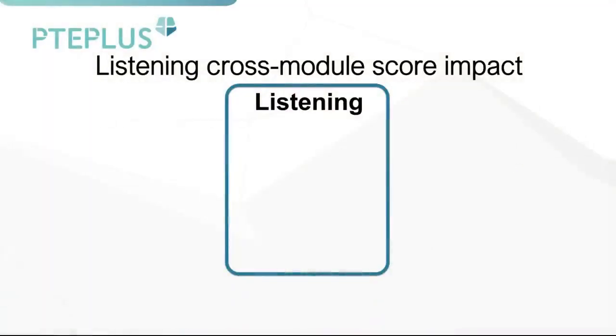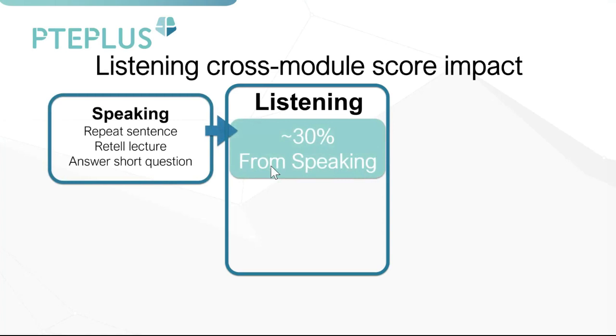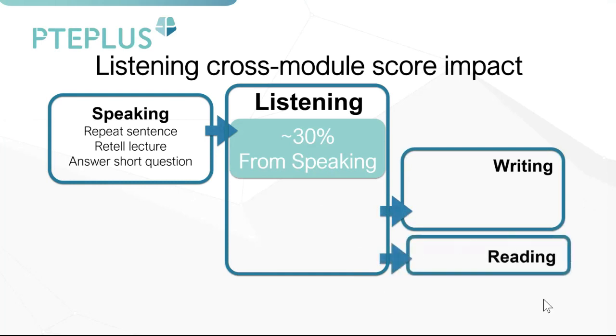Now, another thing we stress a lot about the PTE examination is the cross-module scoring and contributions and impacts. So your listening question types are not the only ones that add to your final listening score. In fact, about 1/3 of your listening score is determined by some of your speaking question types, specifically repeat sentence, retell lecture, and answer short question. Now, at the same time, some of your listening question types will impact your scores in writing and in reading.